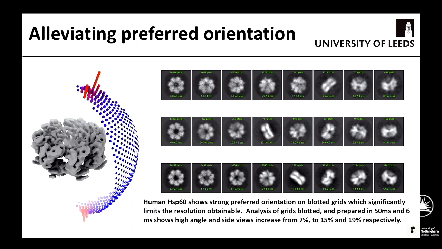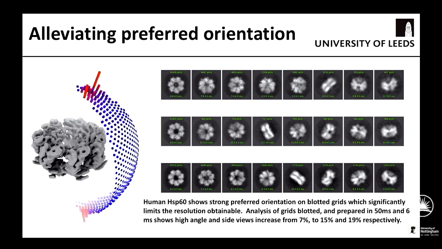And they struggled to get any useful reconstruction. They got an okay reconstruction to about 7 angstroms, but they had significantly preferred orientation, and they could only really see the top views of this when they made it using the Vitrobot. If we spray the grids, we see that after 50 milliseconds we go from 7% side views to 15%, and after 6 milliseconds we get 19% side views.